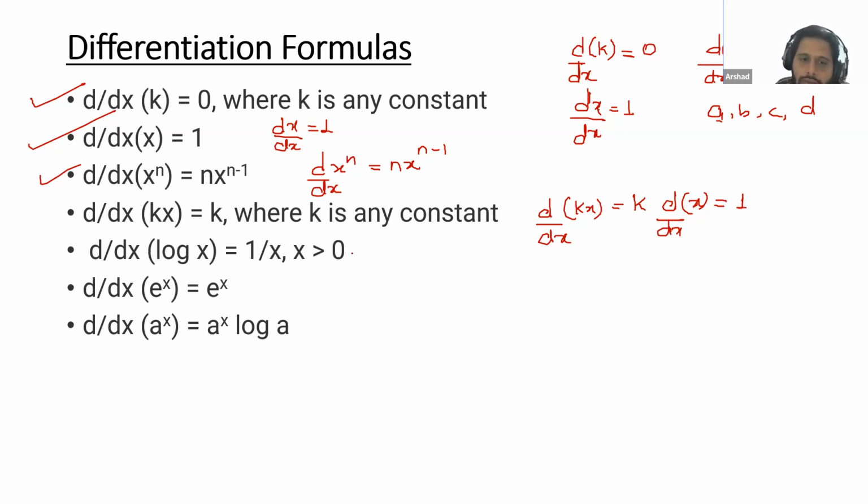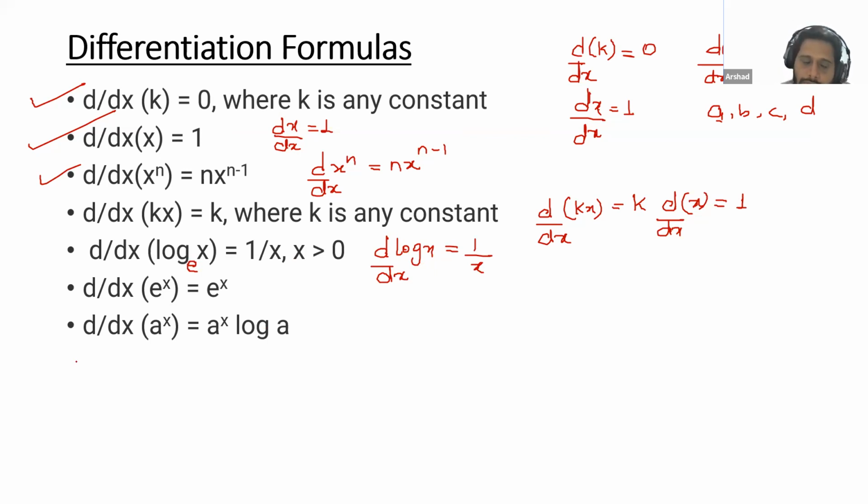Next, here is the derivative of log. If you have a log and you differentiate it, then you will get 1 by x. But always remember, the base of the log should be e. e is the natural log. If nothing is given, then that means it's a natural log. So if it is a natural log, then its derivative is 1 by x.